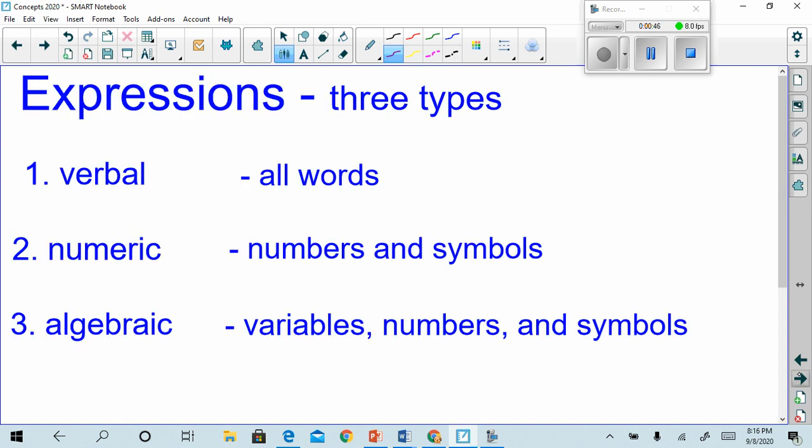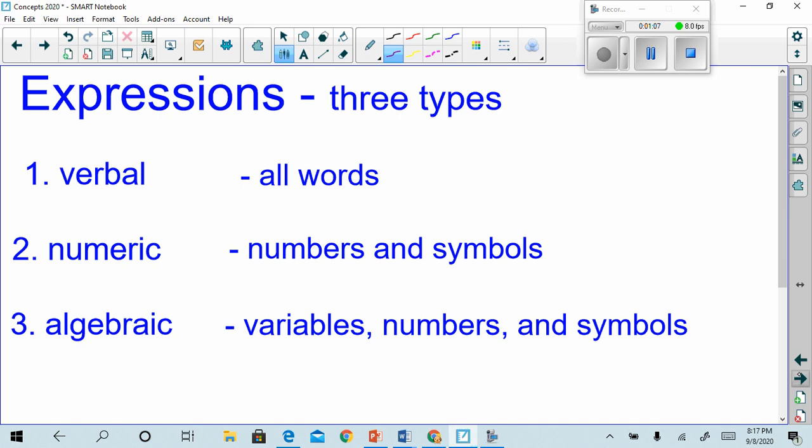There are three basic types. They're the verbal expressions, which consist of all words, numeric, which has numbers and symbols, and algebraics, which have those numbers and symbols, but they also have variables. And you should remember from a previous class that variables are just letters that represent numbers.